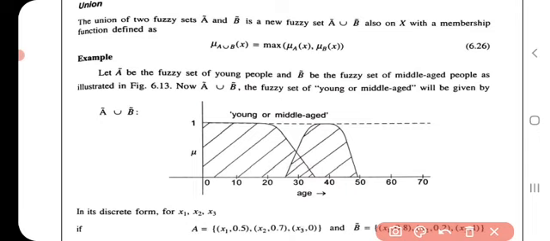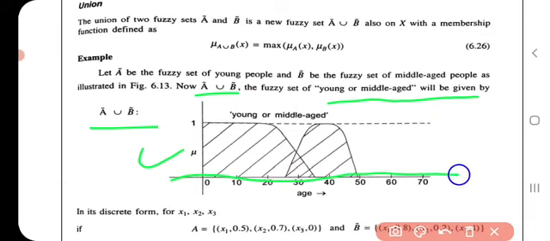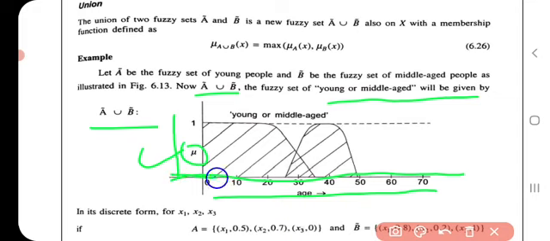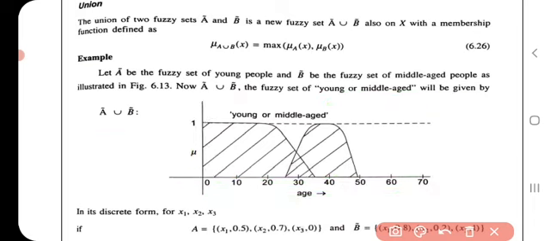So what we have to do? The union of A and B, of young and middle-aged people. So here is the membership function graph. On the x-axis we have the age group. In our example, we have age from 0, 10, up to 70 and above. So we have written age on the x-axis, and on the y-axis we have the membership function, where the maximum limit is 1 and the minimum limit is 0.